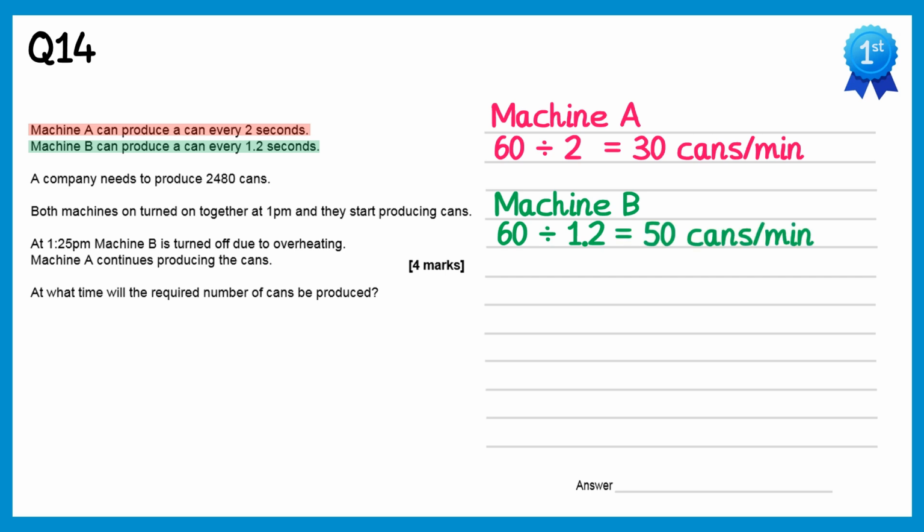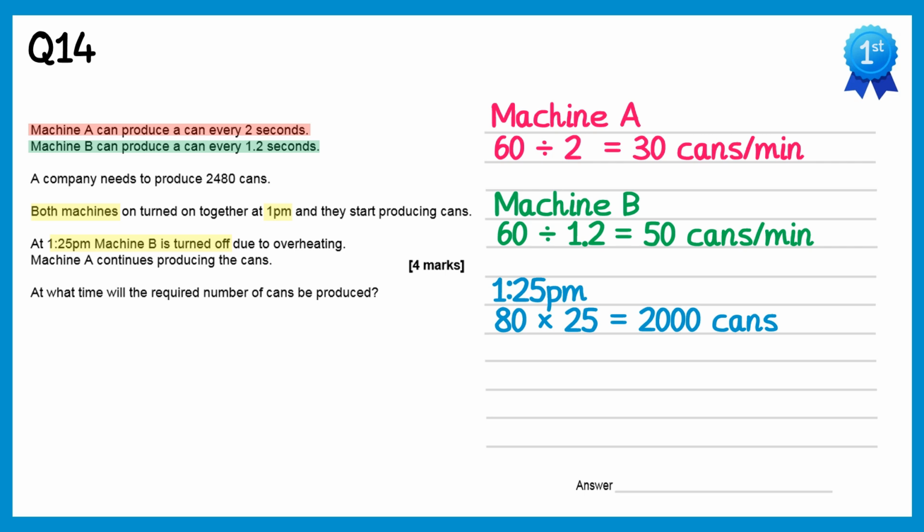In the question we're told that both machines are turned on at 1 PM, but then at 1:25 PM machine B is turned off. So we have 25 minutes where both machines are working. If both machines are working, then altogether they're producing 80 cans, since 50 add 30 gives 80. So at 1:25 PM, we've had 25 minutes of producing 80 cans a minute, so we can do 80 times 25, which means they would have produced 2,000 cans by this point.